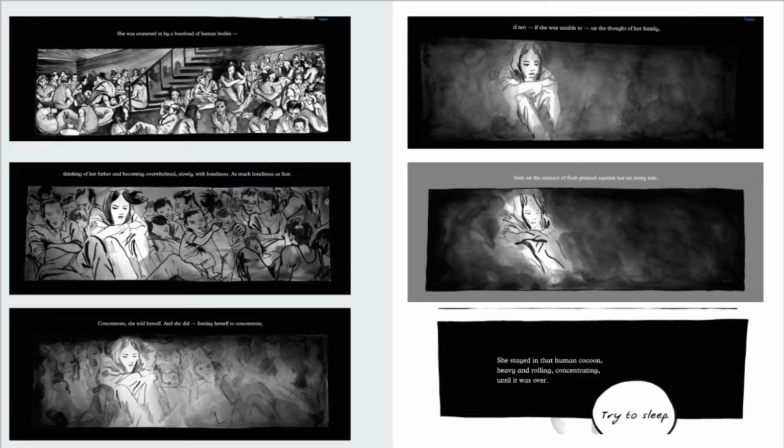Fear has devoured the ship's atmosphere in the story's background, but the writers emphasize that loneliness is more damaging than fear by showing us that it is consuming her mind in particular. She was crammed in by a boatload of human bodies, thinking of her father, becoming overwhelmed slowly with loneliness, as much loneliness as fear. This demonstrates that even though Maya was in an area full of people, she still felt isolated and lonely.